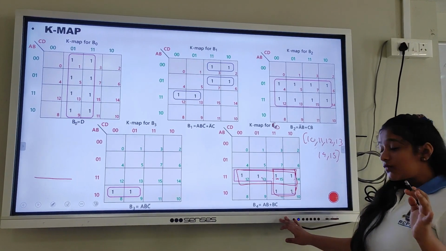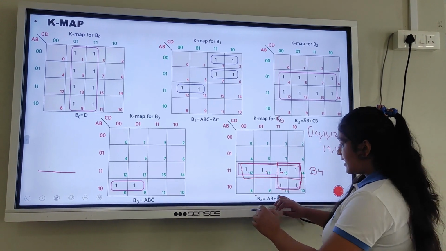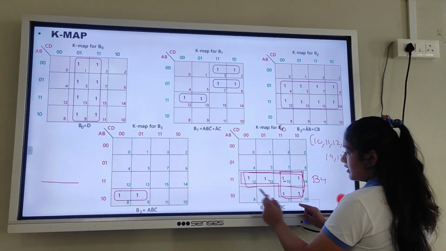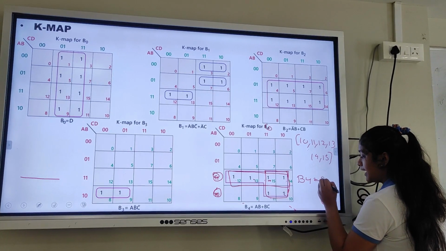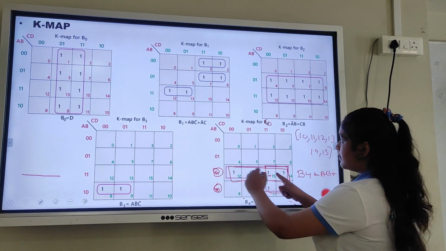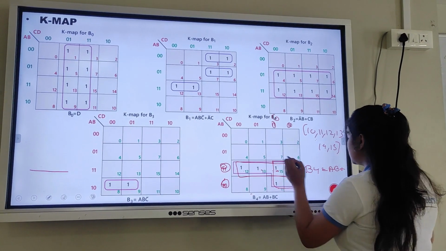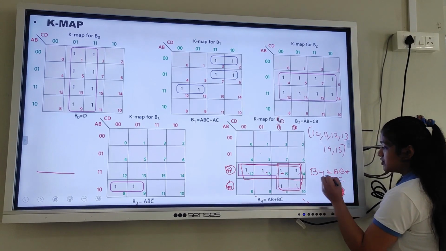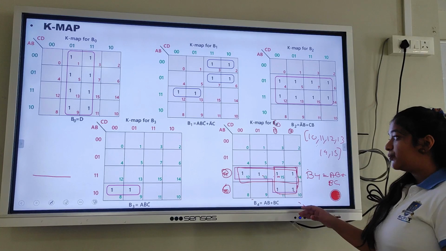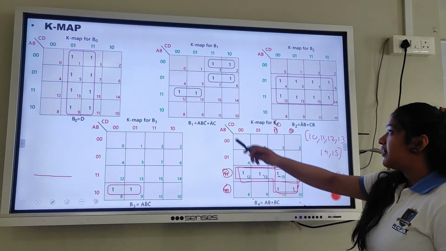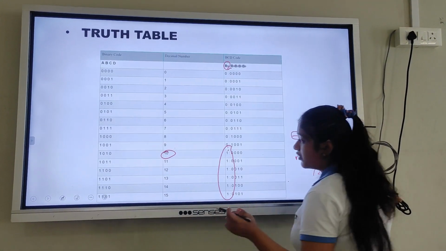So for the equation, B4 is equal to, here we can see that we have 1 for A and B, so AB, plus here we have 1 for B and C, so BC. This is how we draw the K-map for binary to BCD conversion. Similarly, we have K-maps for all the outputs. We will take one more example.